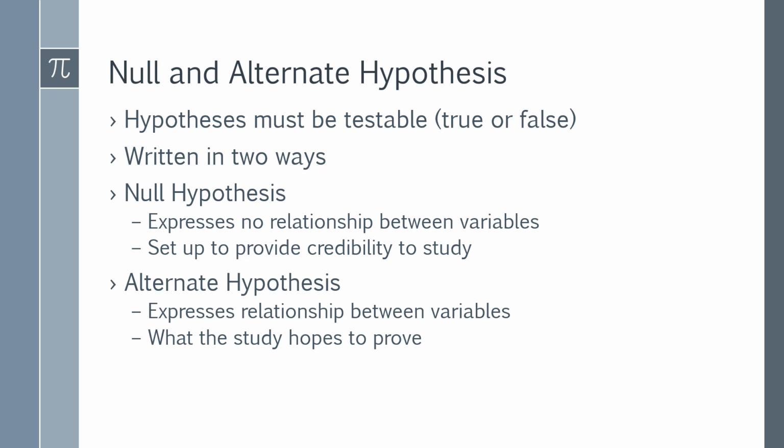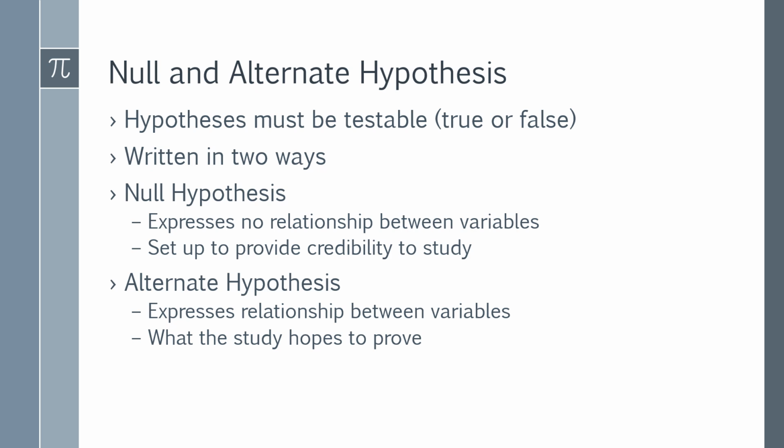So these hypotheses are written in two ways. One way to write that is what we call a null hypothesis. The null hypothesis expresses no relationship between variables. So this is set up to provide credibility to the study. In essence, what we're saying with the null hypothesis is A does not have an effect on B, and we would try to prove that.